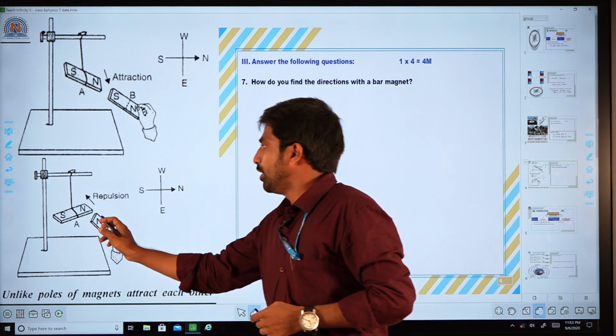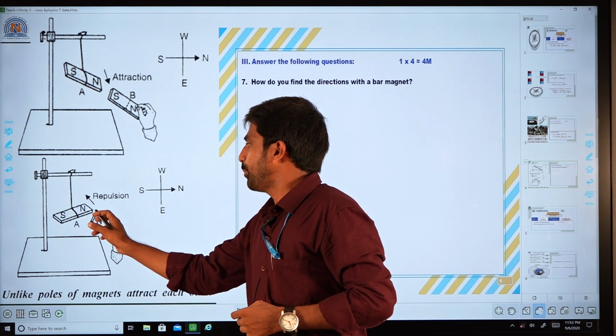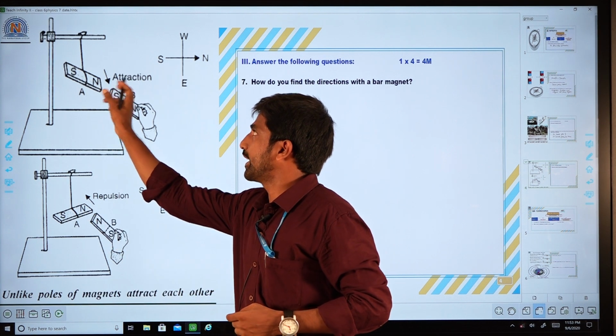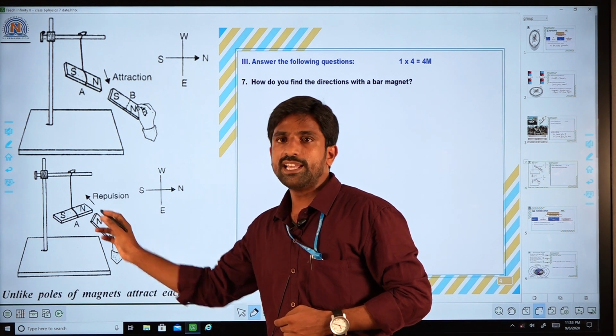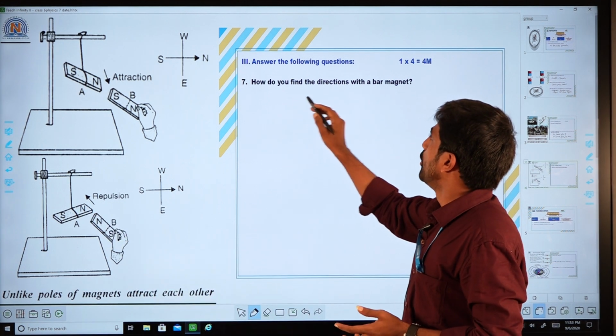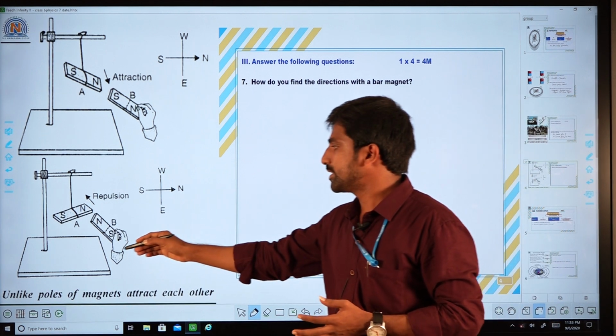If you take unlike poles, attraction takes place. If you take the same poles, repulsion takes place. So we find the direction with the help of a bar magnet in this activity.